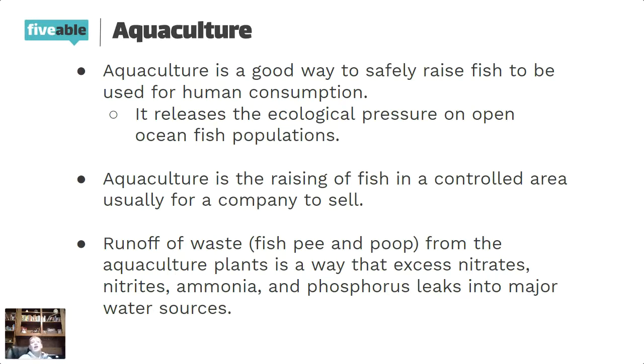So think about it. We have waste runoff problems from agriculture with nitrates, nitrites, and phosphates from cow manure that we're using as fertilizer, right? So fish have to pee and poop too, don't they? Just like our land animals? Yes, they do. So this runoff of waste, and from the plants that we have in these aquaculture tanks, can leak off excess nitrates, nitrites, ammonia, and phosphorus into the environment. And they can leak off from our fish farms into major water sources, like these rivers that carry water.